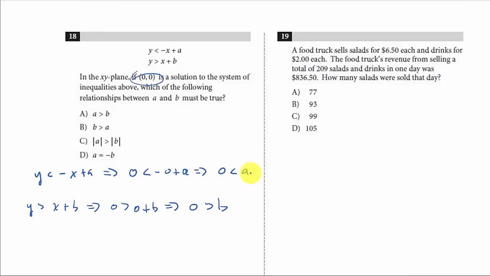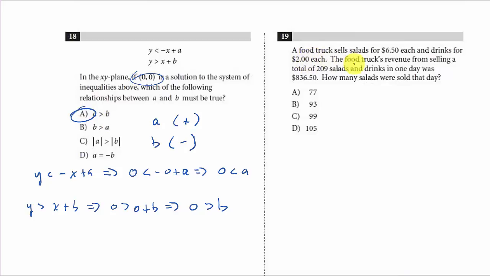So what this is telling us is that A is positive and B is negative. Because B is less than 0, A is greater than 0. And so that would be this one. If A is positive, it has to be larger than B. All right.